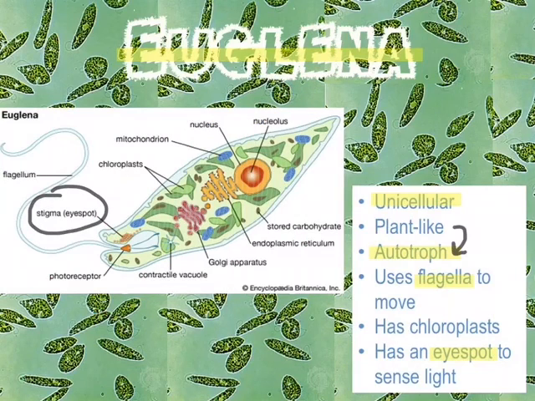Another common protist is Euglena. Euglena are unicellular and plant-like, so they are autotrophs. They can make their own food. Auto means you can do it by yourself. Euglena use flagella to move. This one has 1 flagellum. It has chloroplast, which it uses to make its own food, and also has a special thing called an eye spot, which it uses to sense light. That's really important because in order to do photosynthesis, there has to be sunlight.